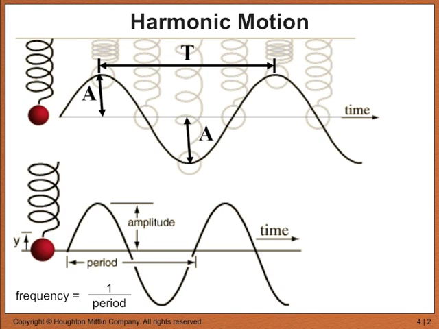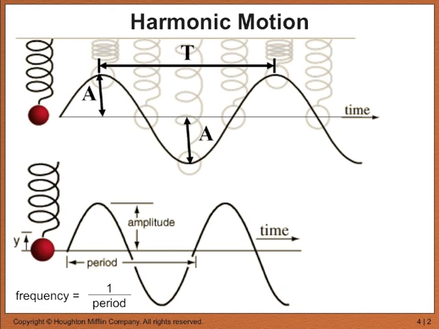A sprinkler that goes back and forth through the same portion of a lawn and keeps going back and forth through that same portion of the lawn, that's also an example of harmonic motion. Now, the interesting thing we're going to see in this section is how harmonic motion relates to sine and cosine waves. But let's just study this example to make sure we understand it.